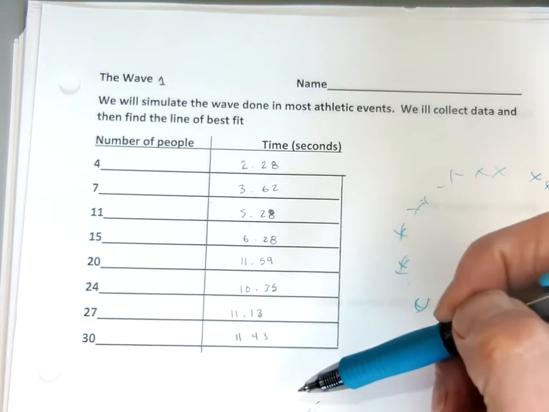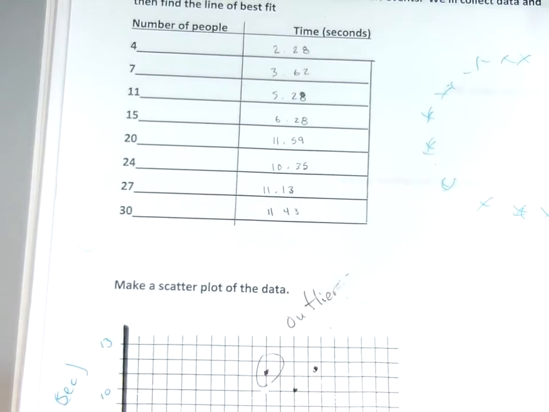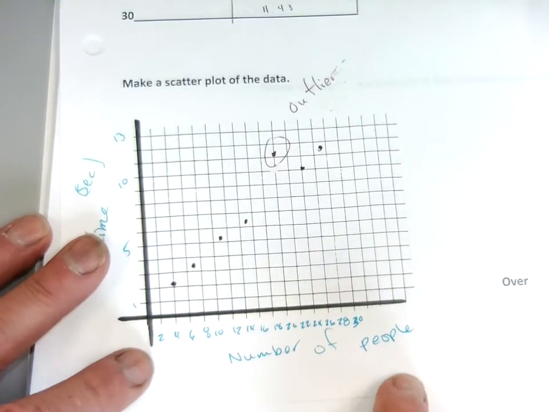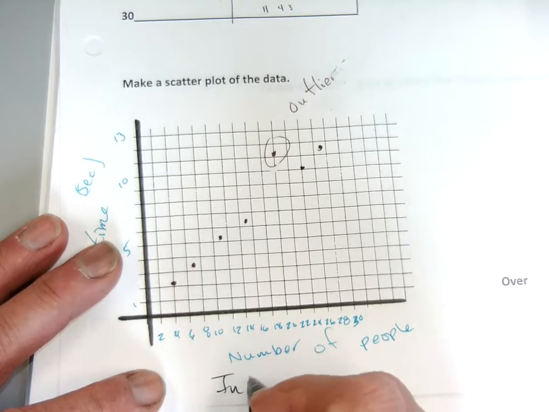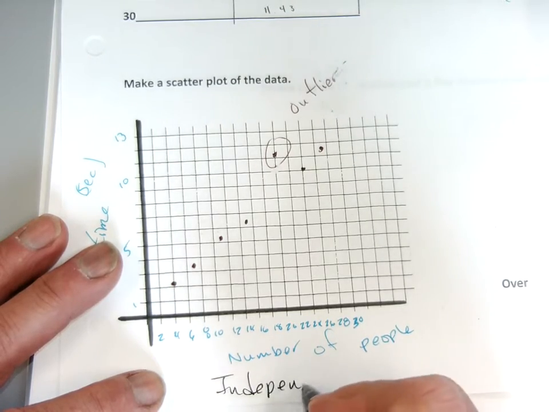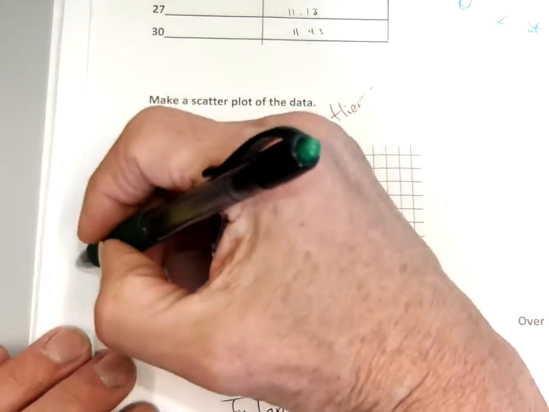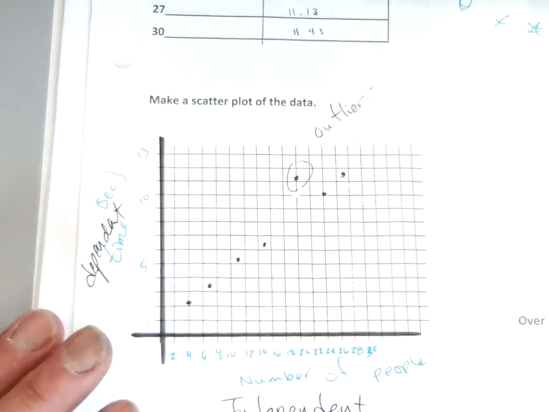So we took our data, and then we put it in a scatter plot. I went by twos to make sure the kids fit. So the number of people is our control variable, or independent variable. It's my independent variable. And this time would be our dependent variable. And then we did a scatter plot.